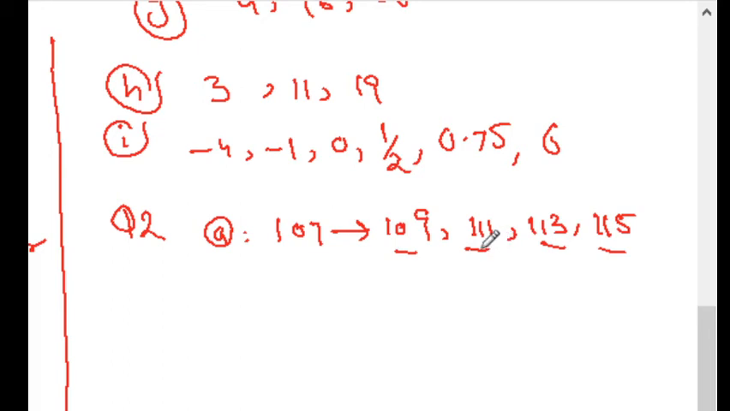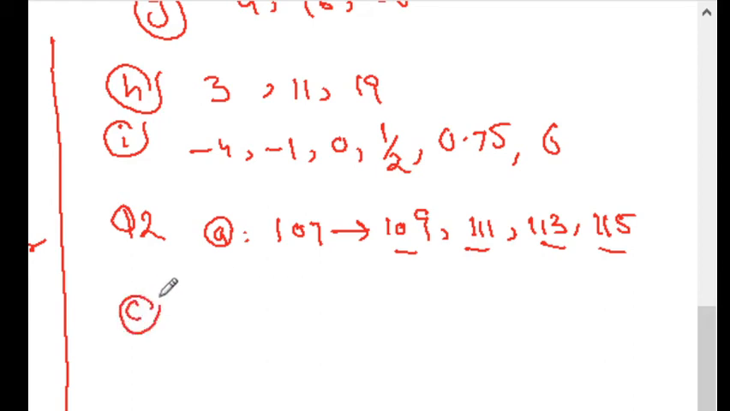If you write here 111, 113, 115, 117, it will be wrong. After 107, the next one is 109, then the next one is 111. So this should be in order. Now part C I'm doing then.